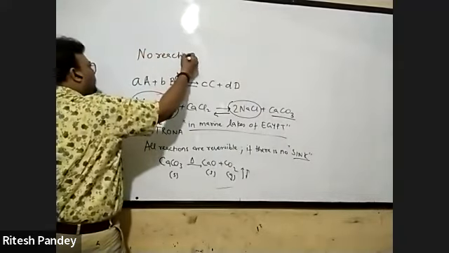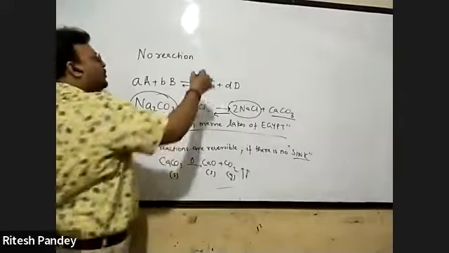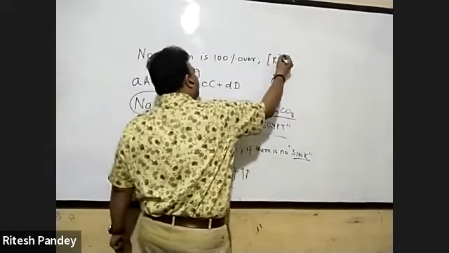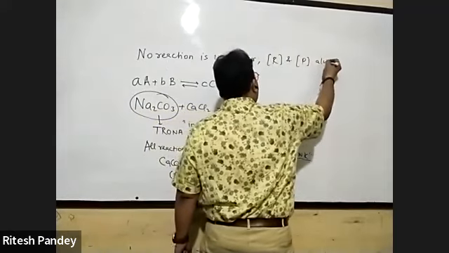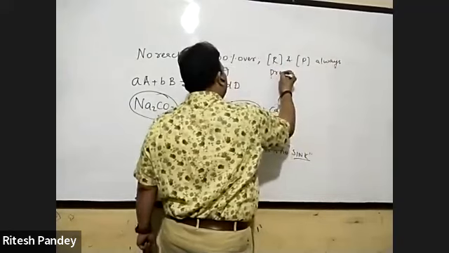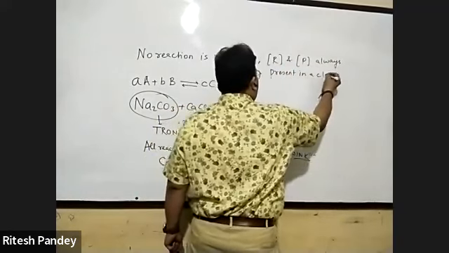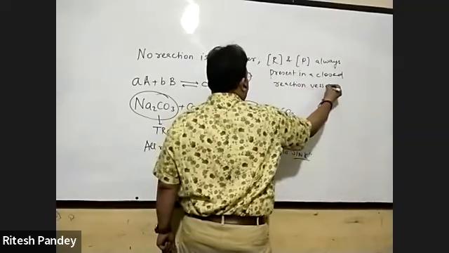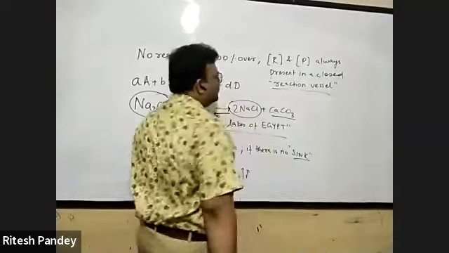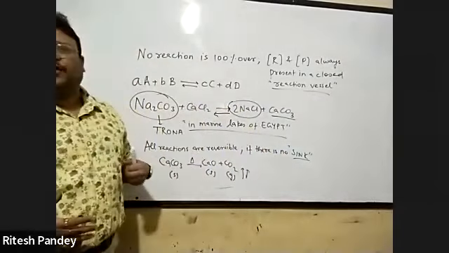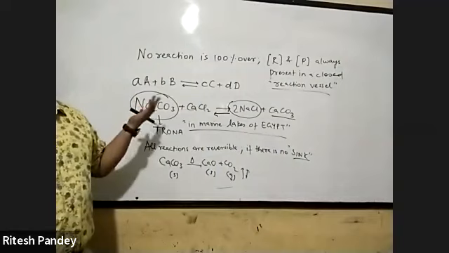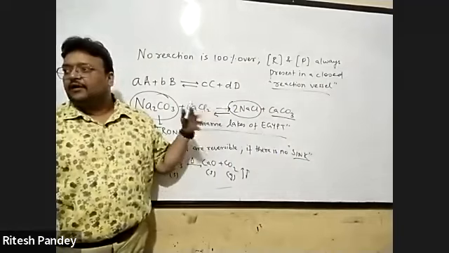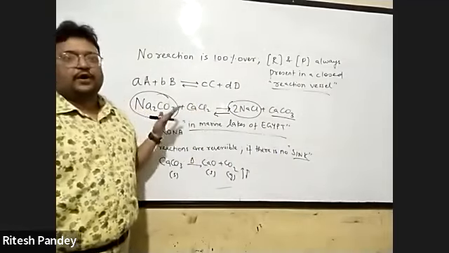And now, I'm talking in lines of reversibility. No reaction is 100% over. It means you will have both reactants and products always present in a closed reaction vessel. So if it's a closed system where you're performing a reaction, no matter how hard you try, under optimum conditions using the best possible catalyst, you'll not be able to convert 100% of reactant to product.